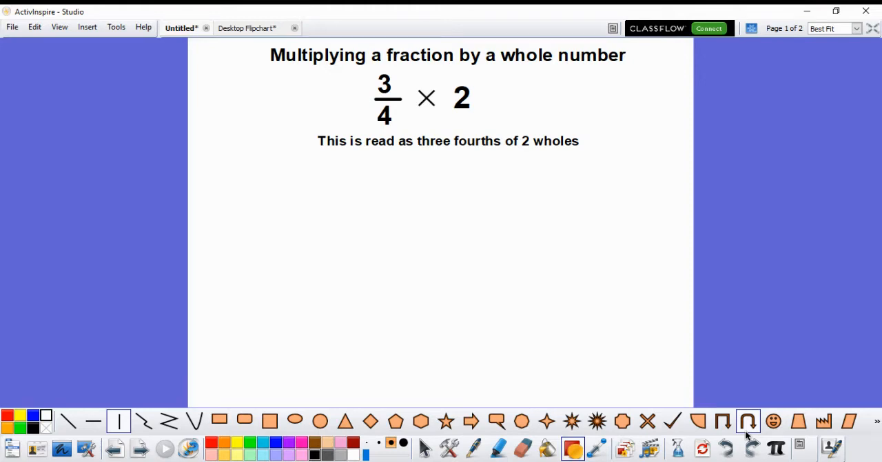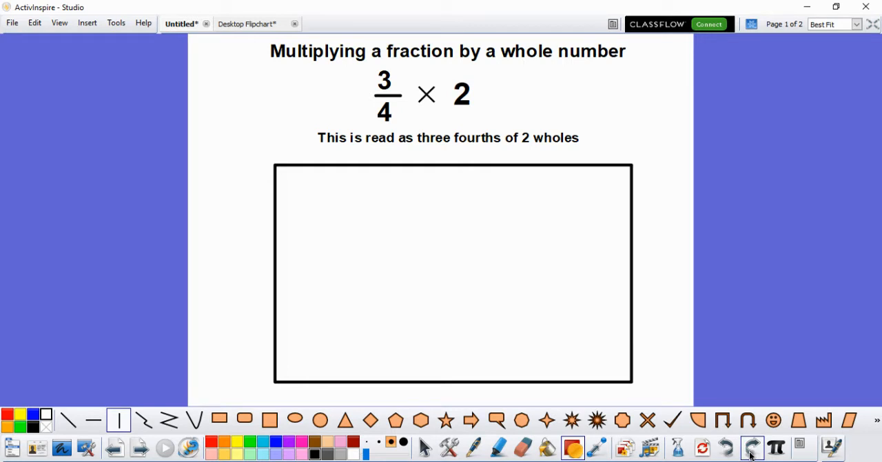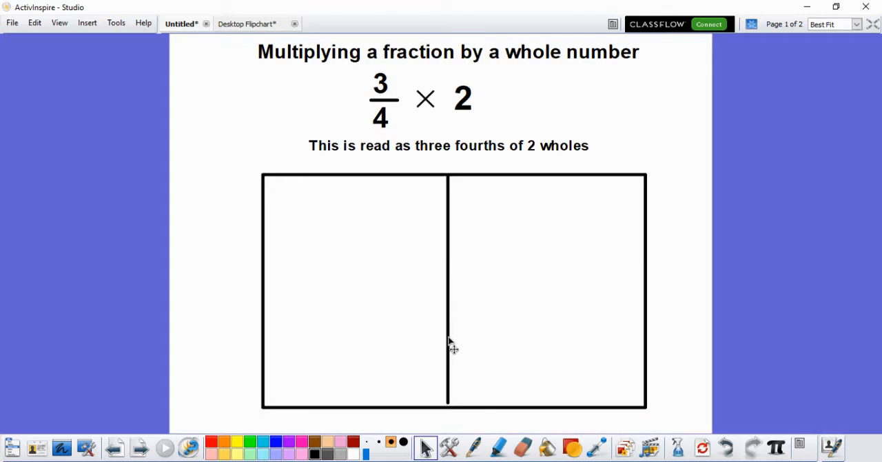We are going to be working on multiplying a fraction by a whole number. So the example that we have here is 3/4 times 2, which is read as 3/4 of 2 wholes. So the first thing you're going to need is to make sure that you have your 2 wholes. So we're going to make our rectangle, and we're going to split it so that we know that we have 2 wholes. We're identifying these as 2 of our wholes.